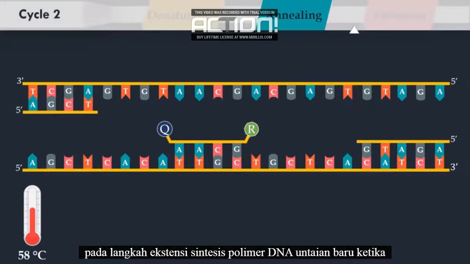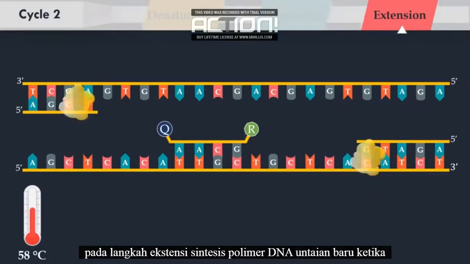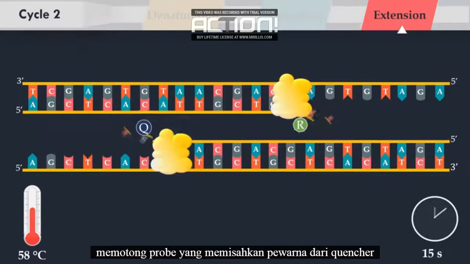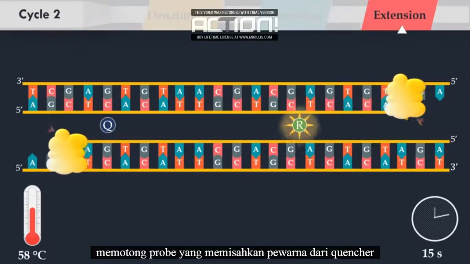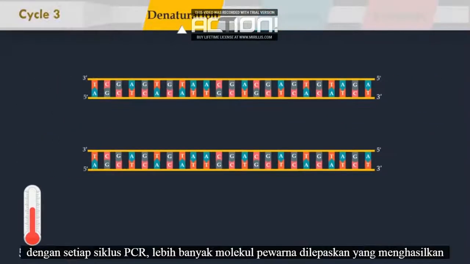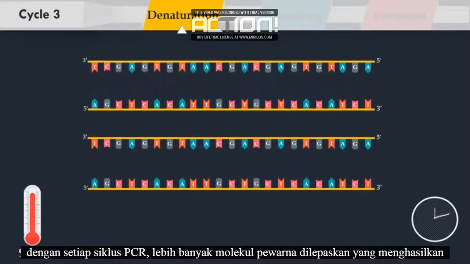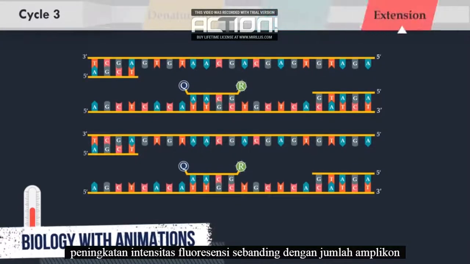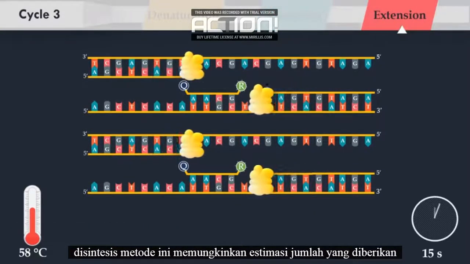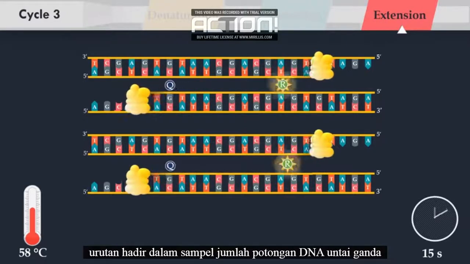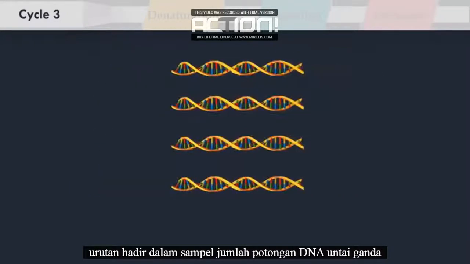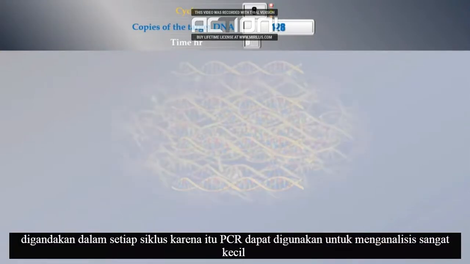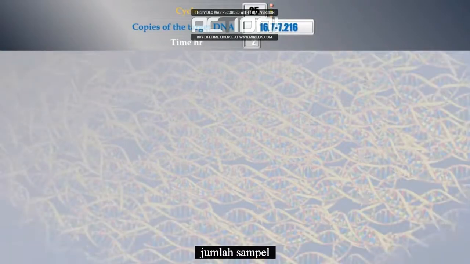In the extension step, DNA polymerase synthesizes new strands. When the polymerase reaches a TaqMan probe, its endogenous 5' nuclease activity cleaves the probe, separating the dye from the quencher. With each cycle of PCR, more dye molecules are released, resulting in an increase in fluorescence intensity proportional to the amount of amplicon synthesized. This method allows the estimation of the amount of a given sequence present in a sample. The number of double-stranded DNA pieces is doubled in each cycle, therefore, PCR can be used to analyze extremely small amounts of sample.